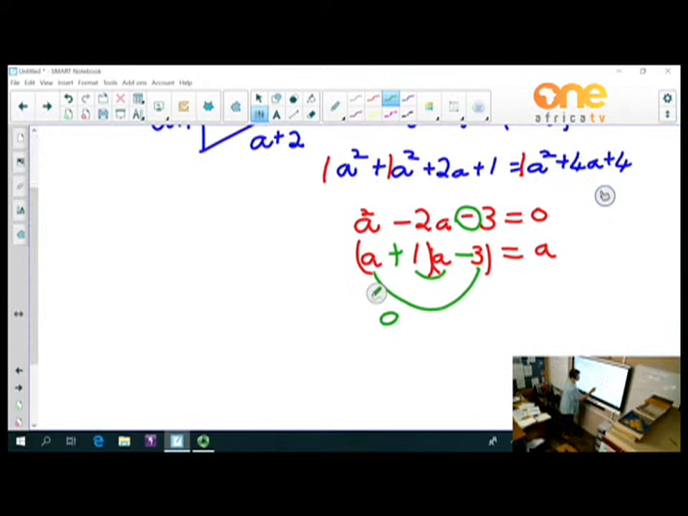So now we're going to solve it and say a is negative 1 or a is equal to 3. Which one do we choose? We choose the positive value. And then, yeah, the question is just find the value of a, so that will be that one's answer.